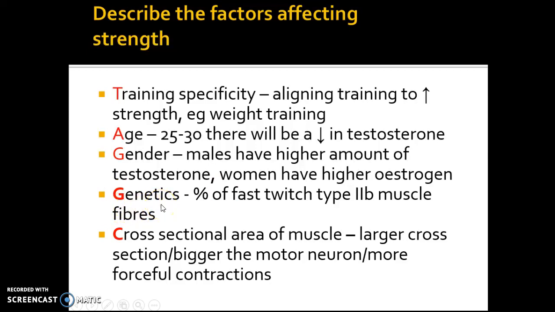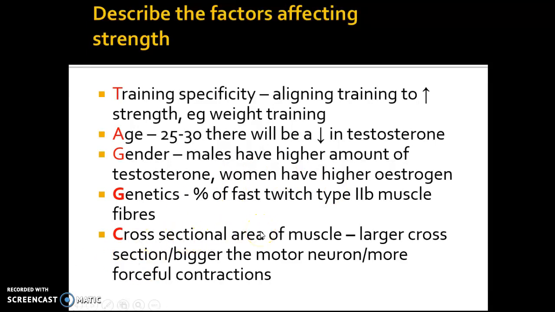Genetics here is referring to the individual physiological makeup of the performer, and it's really important. The reason why these are emboldened is that these are the 2 that the specification referenced. So genetics: the percentage of fast twitch type 2B fibers, or glycolytic fibers, is going to dictate how strong you are. And you must put that into context. For example, if you have a higher number of fast twitch type 2B fibers, this means you're more likely to have a higher strength.